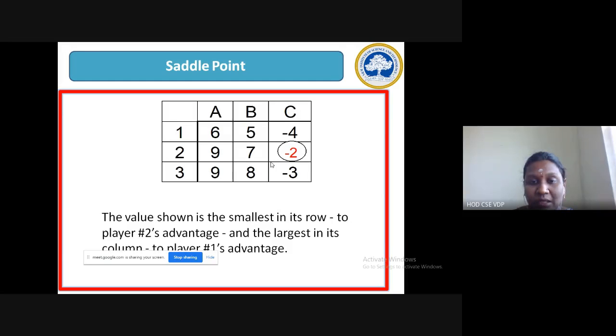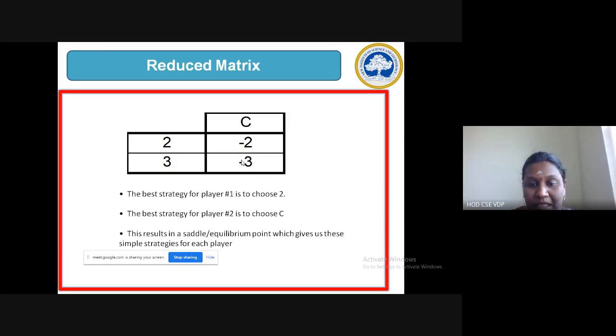After you get the reduced matrix, you have to choose the best strategy to be followed. This is player 1 and this is player 2. Player 1 is going to choose the second strategy, and for player B, on this side, he has to choose the strategy C. So this is how you finally reduce the matrix and come to a conclusion. This is what we did in the last class.